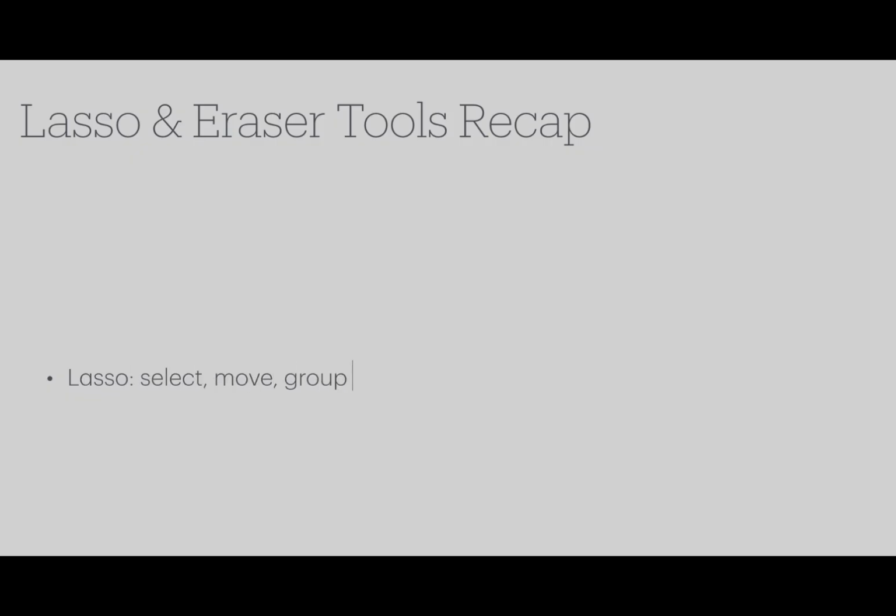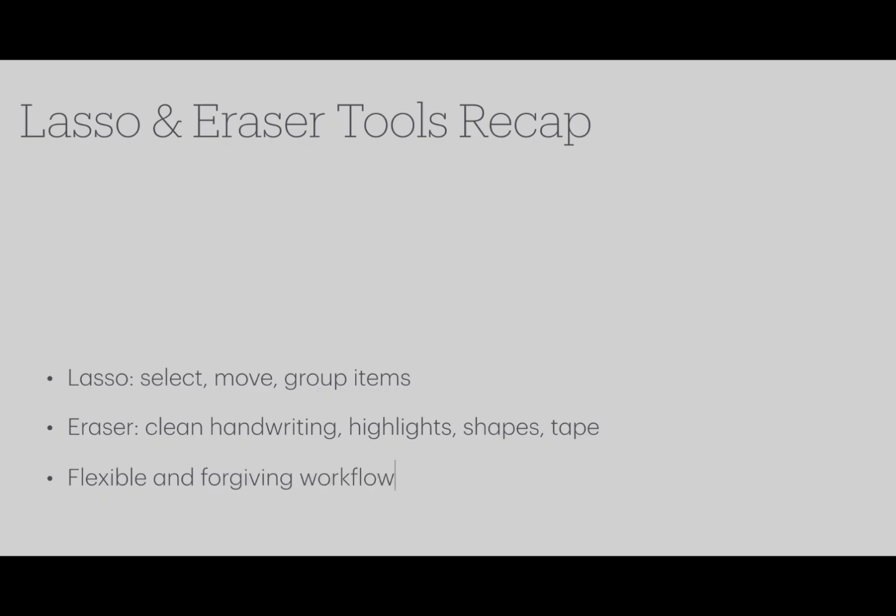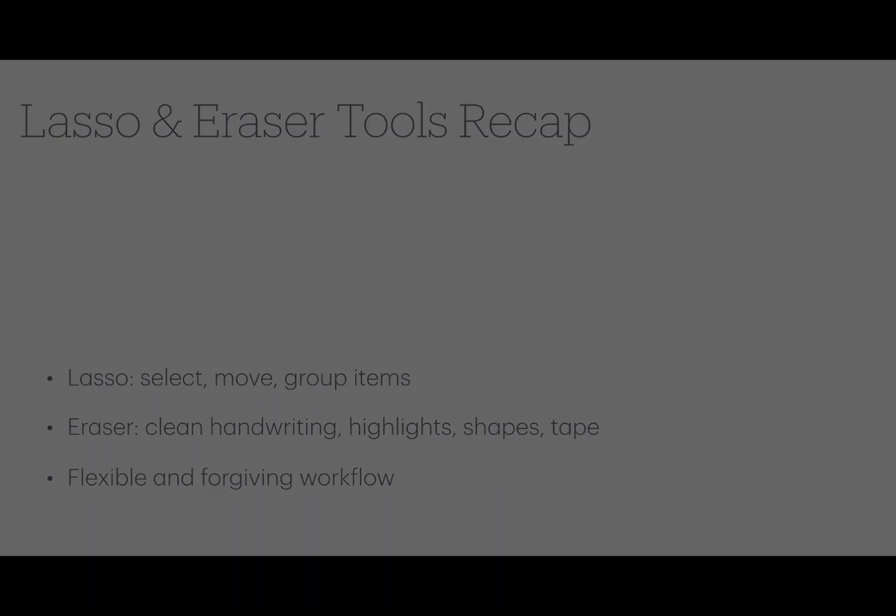You now know how to use the lasso tool to select, move, and group elements, and the eraser tool to clean up handwriting, highlights, shapes, and tape. These tools give you the flexibility and control over your pages. In the next lesson, we'll explore the shapes tool, which helps with decoration, organization, and emphasizing important information in your planner. I'll see you in the next one.